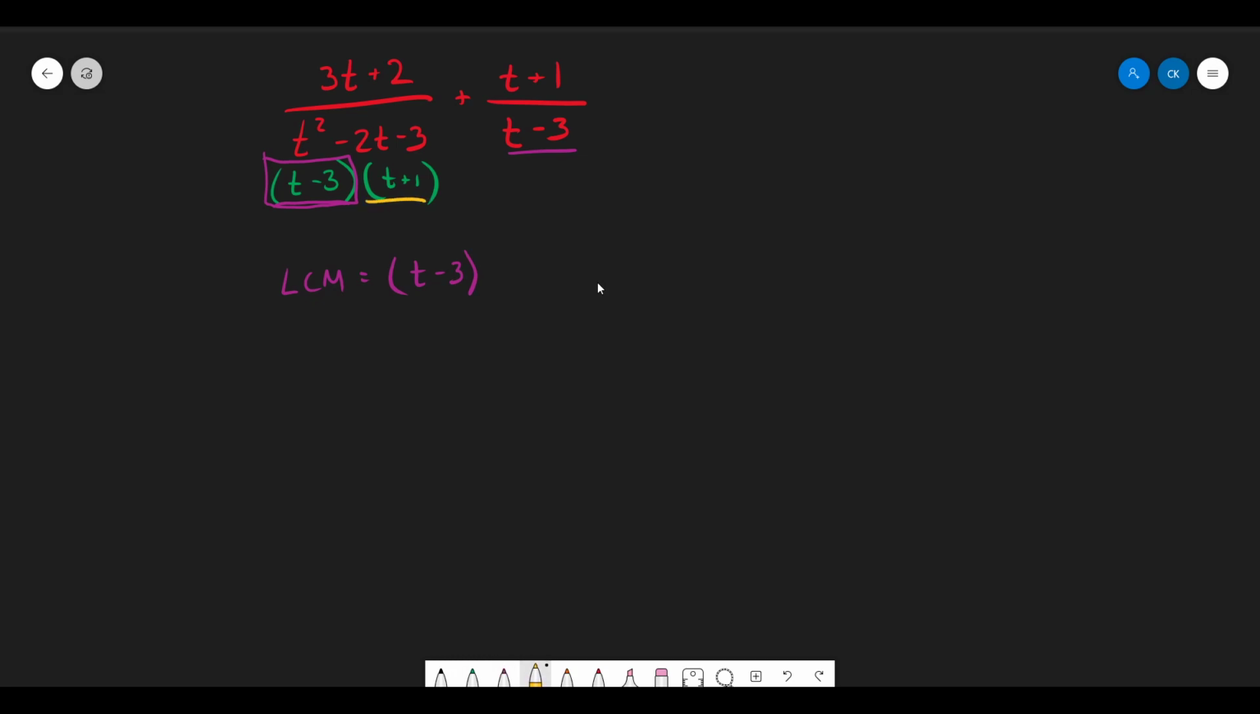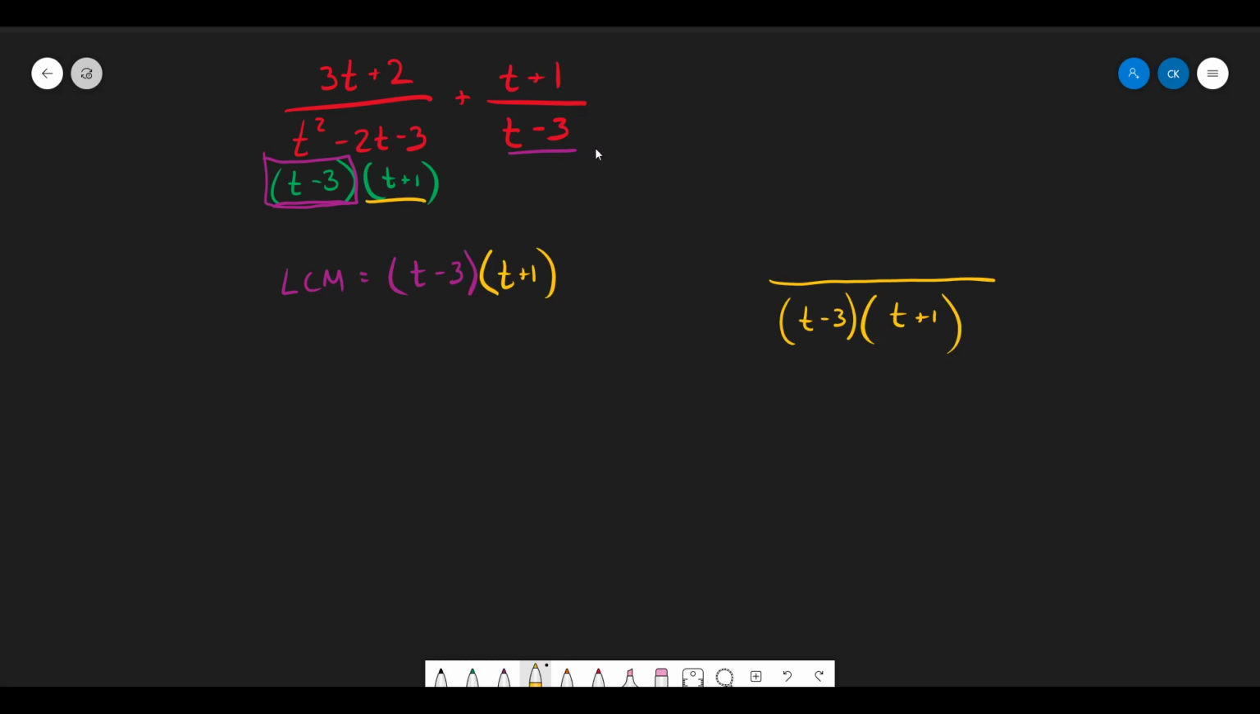I see no t plus 1 in the denominator. Remember, we're looking specifically in the denominator here. I see no t plus 1 in the denominator here, so that goes into my LCM. So that means the LCM is t minus 3, t plus 1. That's the first step. Once we know what the LCM is, we know that my answer is going to have that as a denominator, meaning it's going to be t minus 3, t plus 1 in the denominator. I can write that right away.